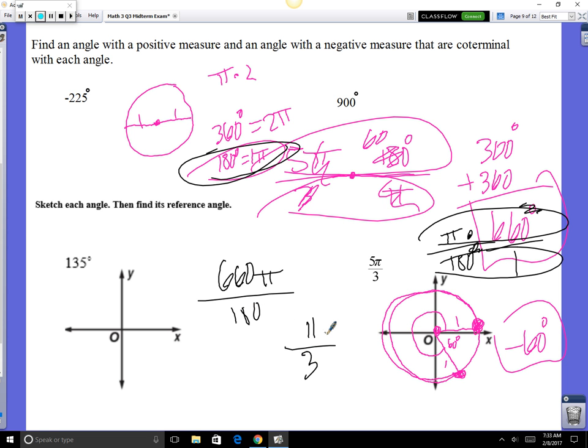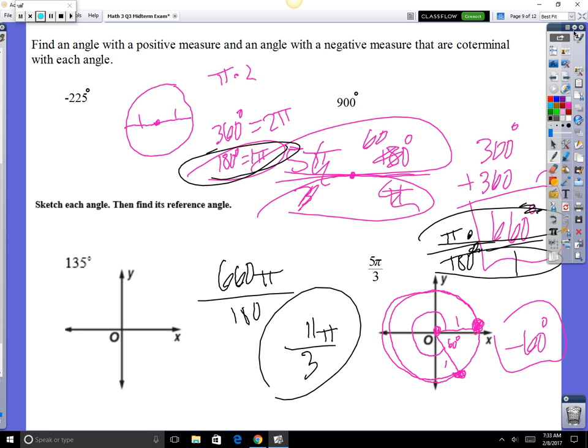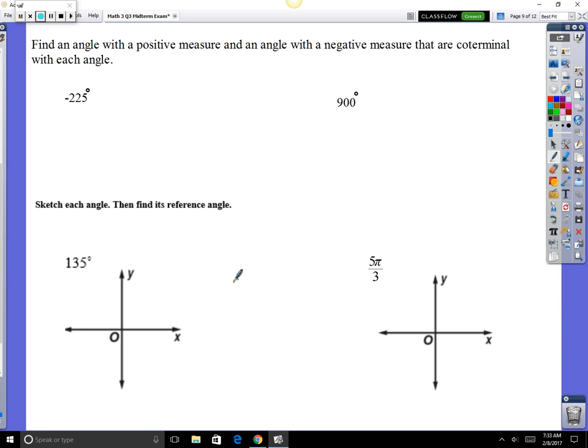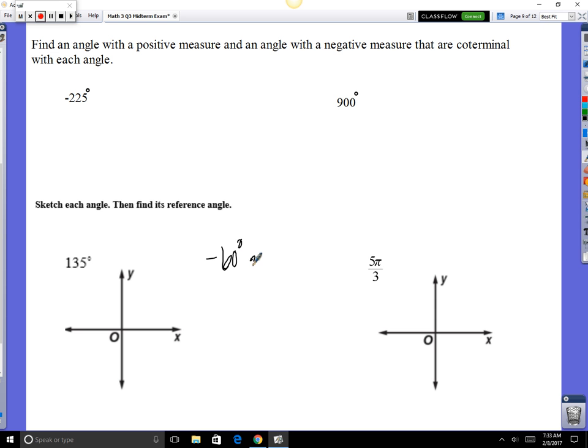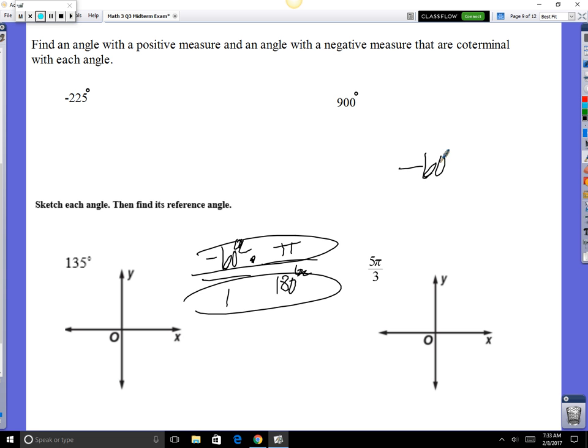you're going to get 11 thirds pi. Okay, now negative 60, if we turn that back into radians instead of degrees, so a negative 60 degrees, we're going to times it by pi on top and 180 degrees on bottom, so degrees kills degrees, times your tops times your bottoms, negative 60 pi over 180, and if you simplify that fraction, you'll get a third. So that's the same as negative 1 pi over 3.